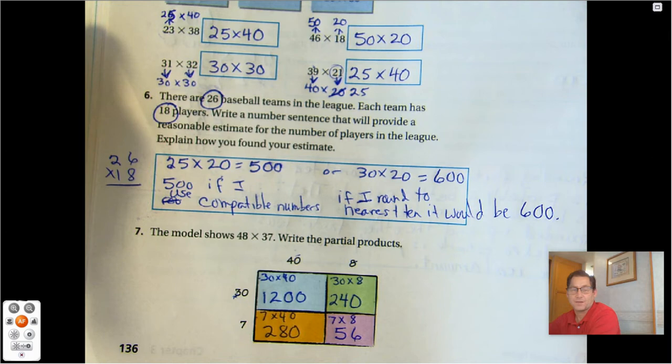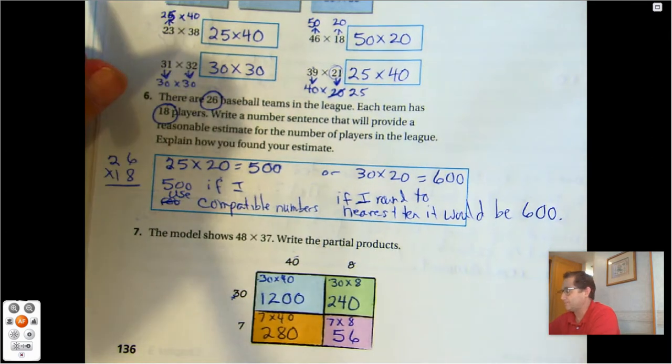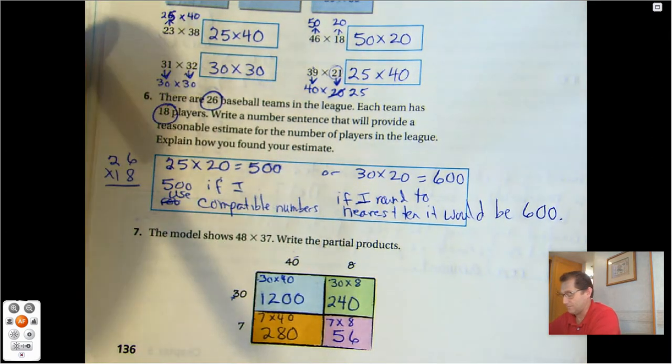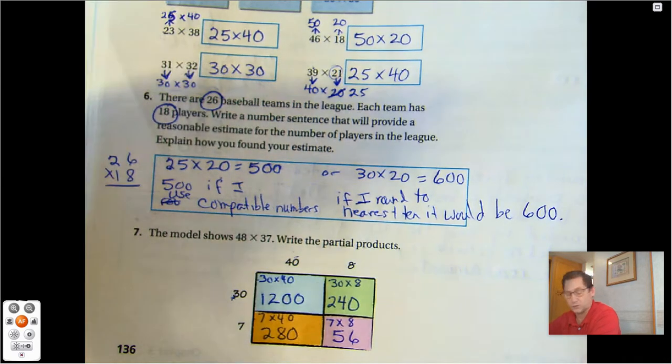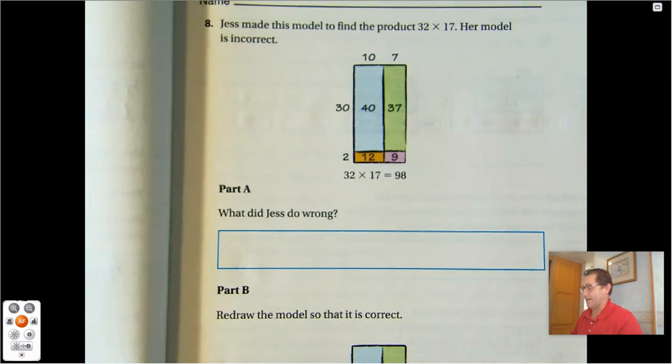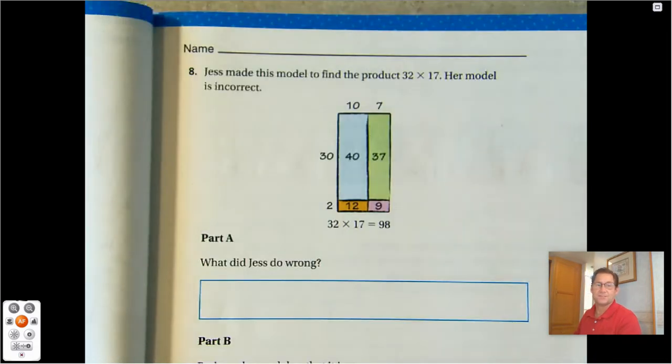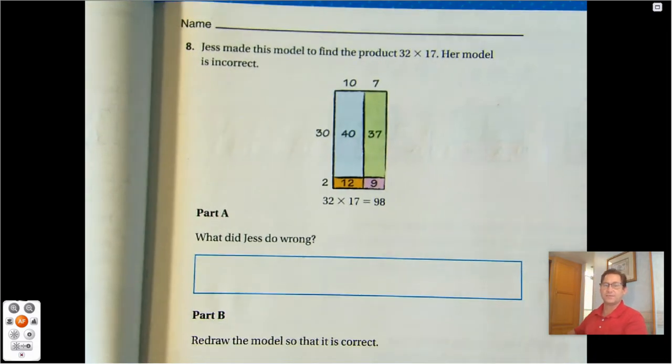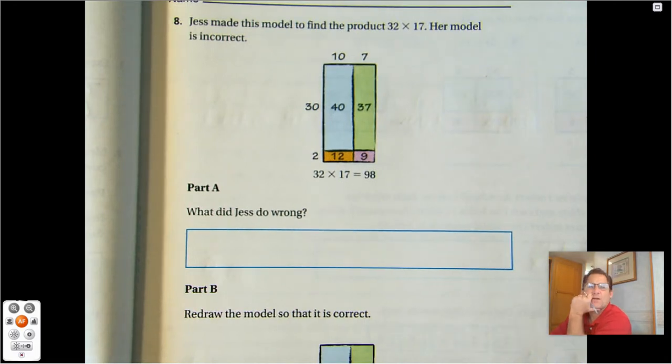So write the partial products. Okay, it didn't tell me anything about adding them. It just says write the partial products. So we did that. All right, number 8. Jess made this model to find the products of 32 and 17. Her model is incorrect. What did Jess do wrong?